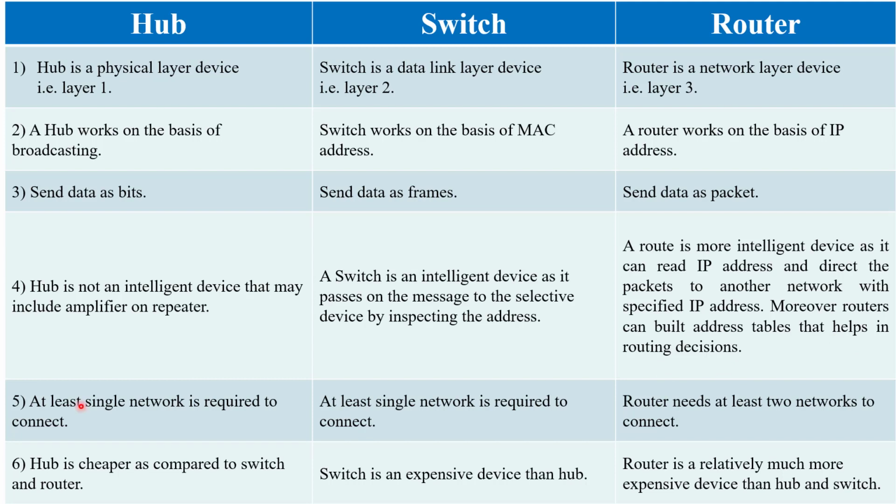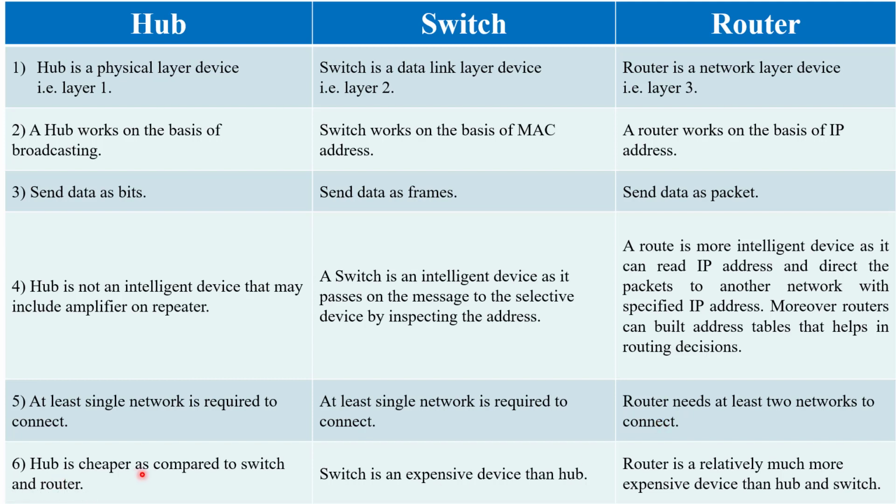Next, hub is a LAN device. It requires at least a single network to connect. Switch is also a LAN device. Router connects at least two networks that follow the same protocol, just like two LANs or two WANs, but they always follow the same protocol. These are connected by the router.